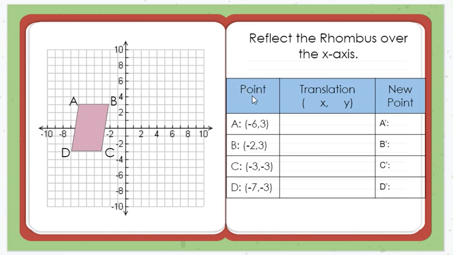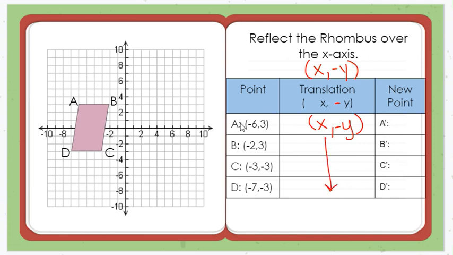So our x-axis rule shows us that x is going to stay the same and the y value is going to change to its opposite. So x is the same, y becomes its opposite. So x is the same, opposite y, and that's the rule we're going to use for all of these. So I'm just going to draw an arrow.